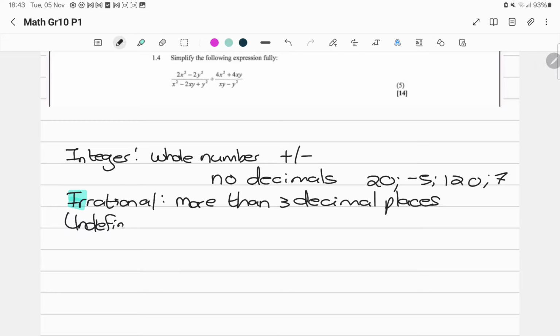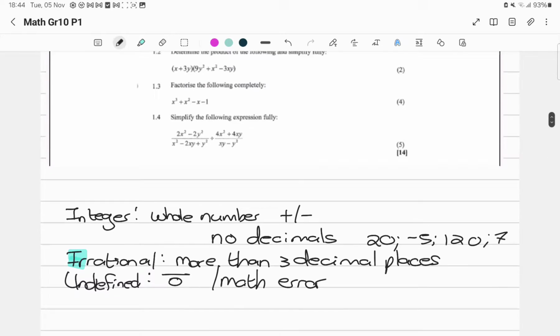And then the last one they have is undefined. So when is something undefined? Well, when you have to divide with a 0. If you use your calculator, it will come up as a math error, and then you must just go and check. Is it a math error because it's non-real, for example a root with a negative in it, or is it undefined because you are dividing with a 0?